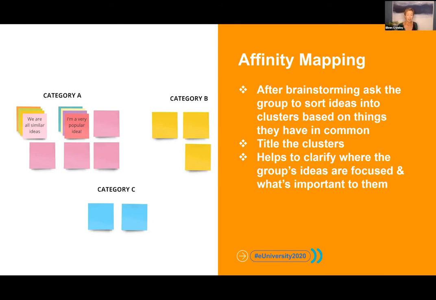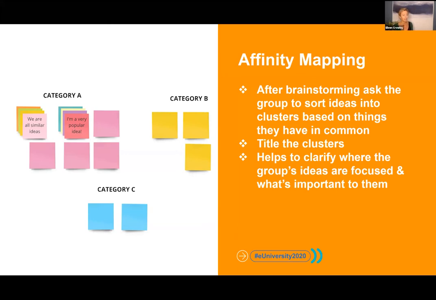So basically, after a brainstorming session, you will ask your group to sort ideas into clusters based on things that they have in common. You'll ask them to title the clusters, and this helps to clarify where a group's ideas are focused. As you can see here, these groups' ideas are focused in category A. So sometimes a group will cluster ideas very easily, and other times it'll be more difficult, and you as a facilitator will have to play a stronger role by asking questions in order to help them to clarify their thoughts.